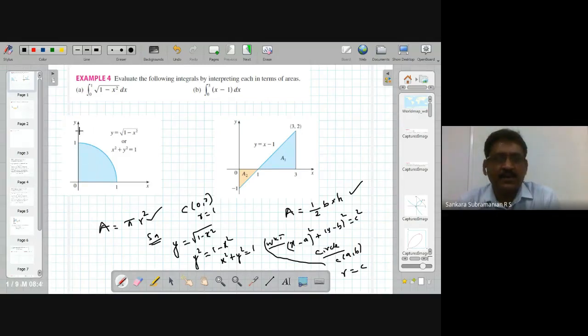Now we can come to the conclusion, if you draw, because the limits are actually from 0 to 1. On the y-axis we have x equal to 0, and this is the line x equal to 1.